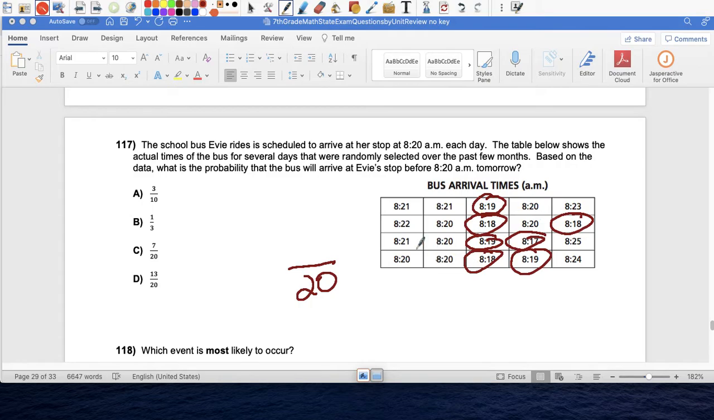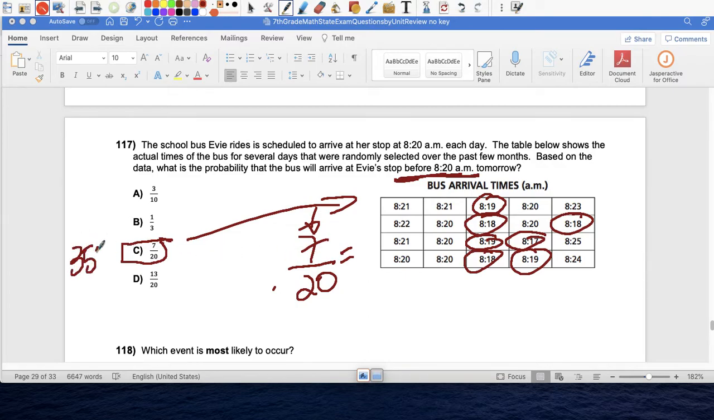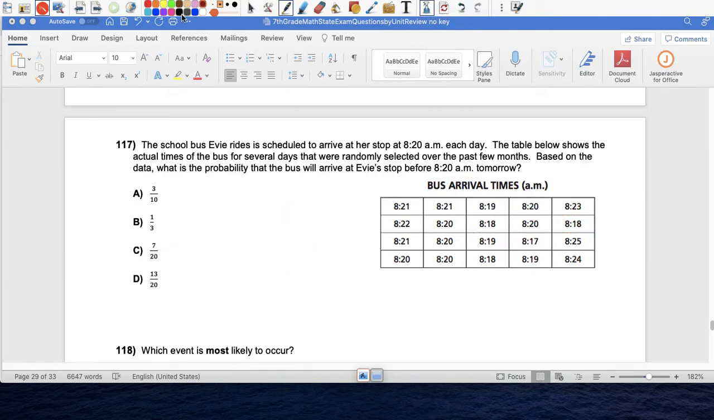So based on this experiment, 7 out of 20 times the bus came before 8:20. So what's the probability that tomorrow it will arrive before 8:20? Well, based on this experiment, it looks like she has a 7 out of 20 chance of that happening, which is about a 35% chance that tomorrow her bus will come early. All right, so that's the next section, 105 to 117.